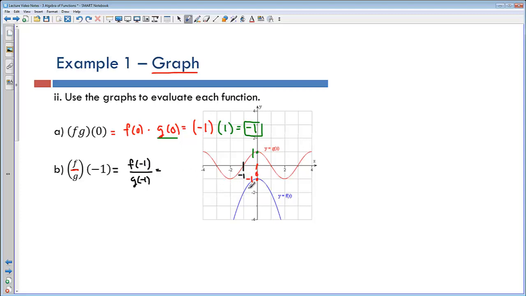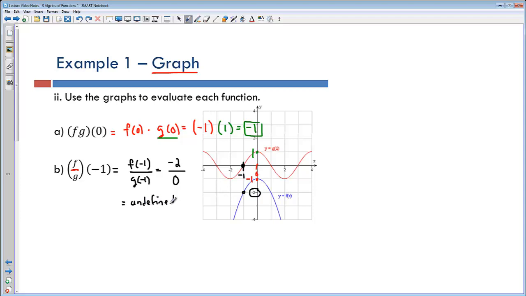F is the blue graph. So I'm going to come down here. Here's the point, and it has height negative 2. And so on top, I'm going to put a negative 2 because that's the value of f evaluated at negative 1. Divided by g of negative 1. So I'm going to look at the red graph. Its point is right here. It has height 0. So it's negative 2 divided by 0. Oh, you can never divide by 0, so we say this is undefined.